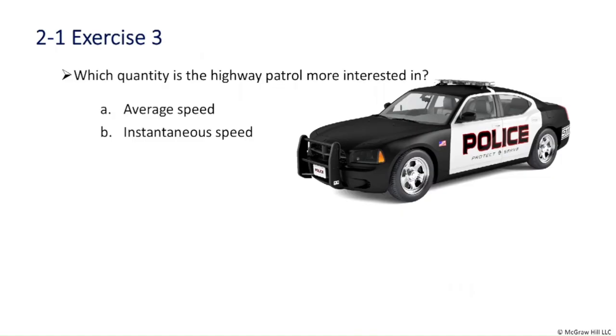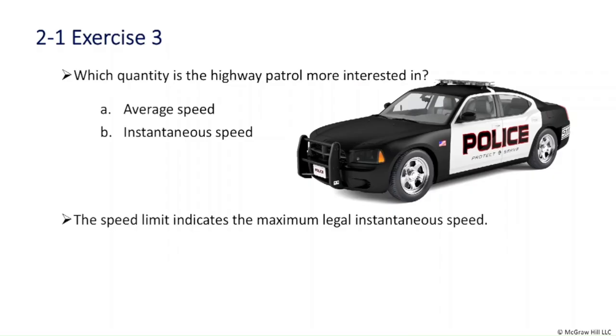Now again, let's look at an everyday example. So which speed do you think the highway patrol is more interested in? Average speed or instantaneous speed? Now take a moment and think about it. Can you guess the answer? So police officers use a radar gun to measure your speed at a specific moment in time. So the speed limit shows the maximum legal instantaneous speed, not your average speed over a trip. So the answer is instantaneous speed.